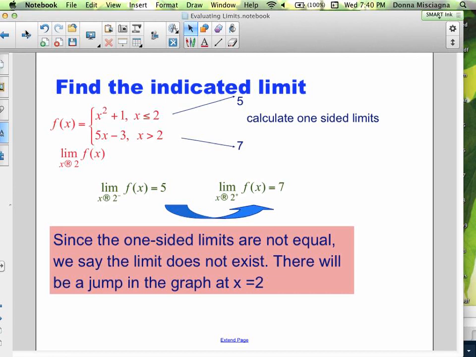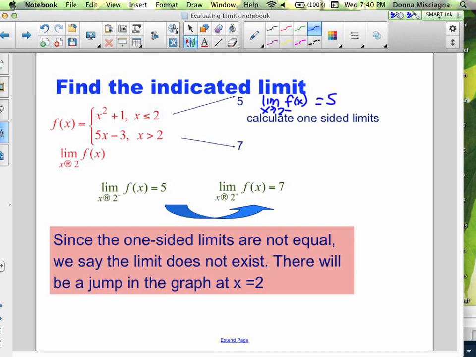All right, so again, we'll find the indicated limit. We're finding the limit as x approaches 2. Our left-hand limit, if we plug in 2, we have 2 squared, 4 plus 1, that's 5. So the limit of f of x as x approaches 2 from the left is 5. If we plug in 2 to the other piece, we'd have 5 times 2 minus 3, that's 7. So the limit of f of x as x approaches 2 from the right is 7.